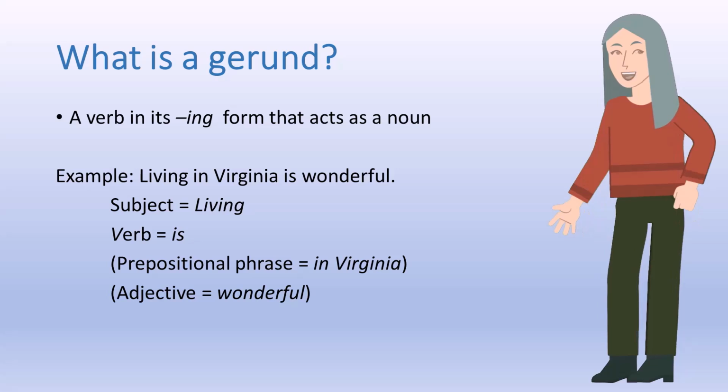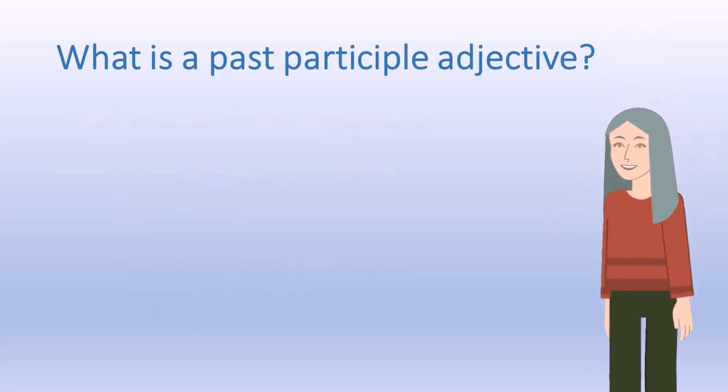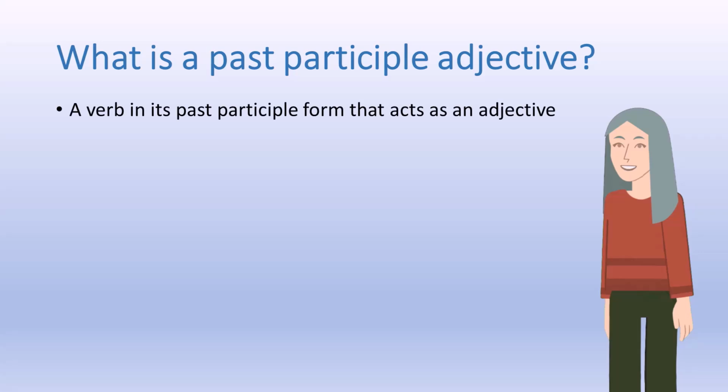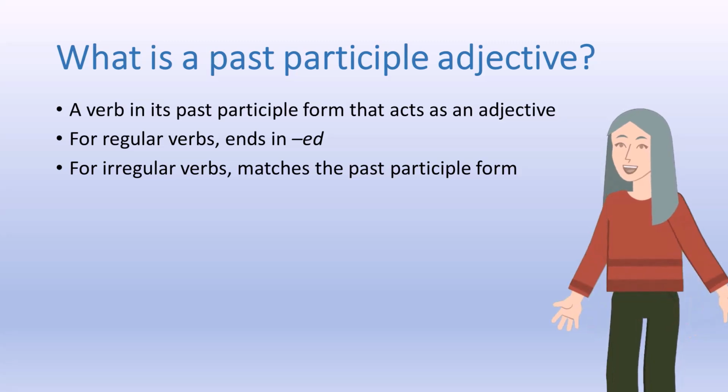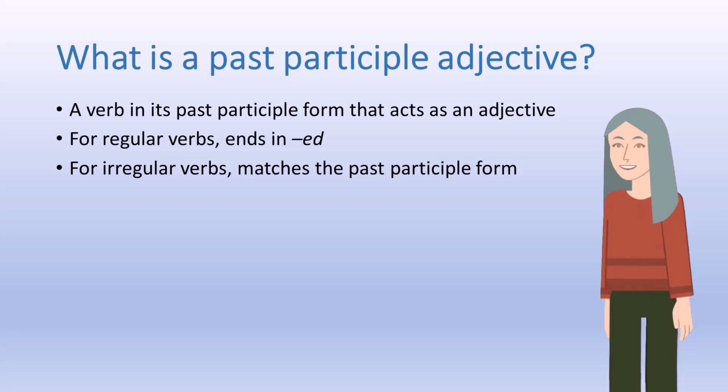The other pieces of this sentence include a prepositional phrase, in Virginia, and an adjective, wonderful, describing the experience of living in Virginia. Now, let's figure out what a past participle adjective is. It's a verb in its past participle form acting as an adjective. With regular verbs, that means it ends in the ed form, just like the simple past tense. But for irregular verbs, it will match the past participle form. However, in the situations we're about to look at, these verbs are not acting as verbs. They are adjectives.